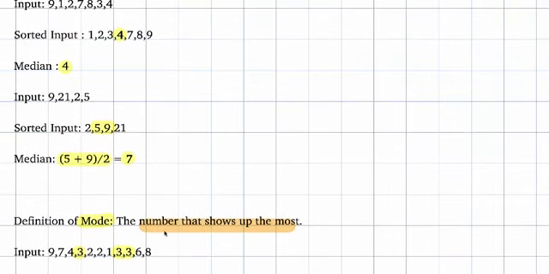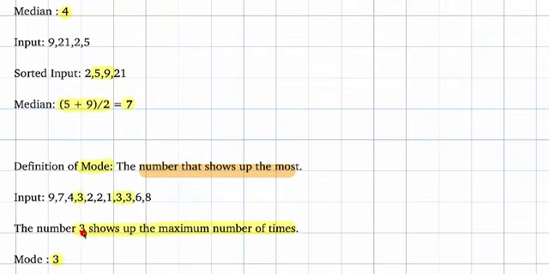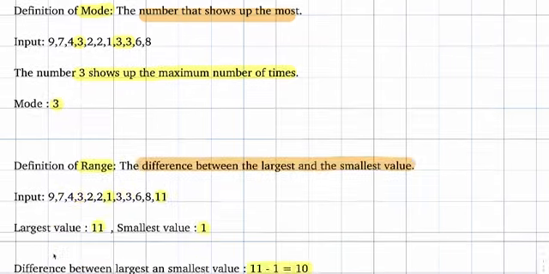Mode, the number that shows up the most. In this input, 9, 7, 4, 3, 2, 2, 1, 3, 3, 6, and 8, the number 3 shows up the maximum number of times, 3 times. So our mode is the number 3.